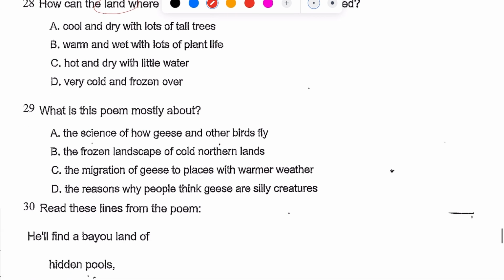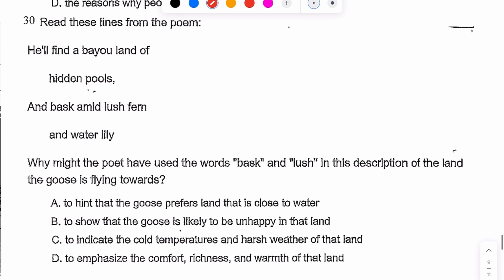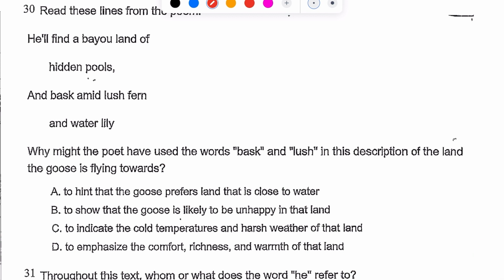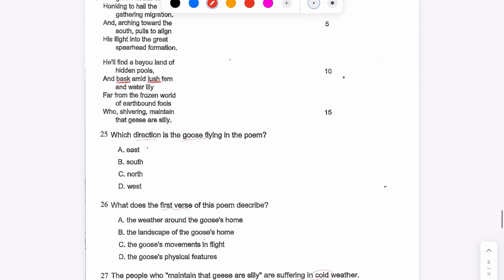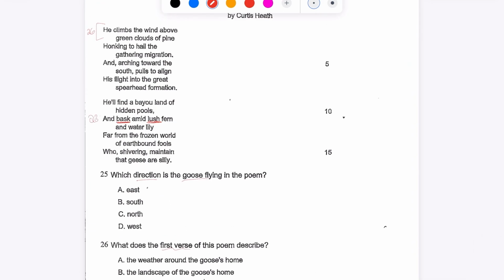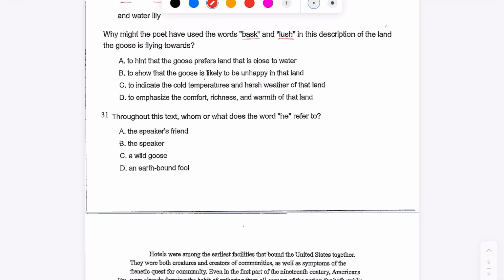And next for number 29, what is this poem about? So this is the main idea. And for number 30, you have to read the lines in the poem. And why might the poet have used the words basque and lush in the description of the land? So I want to look for basque and lush. So we can see that here in context. That's over here. And that's for question number 30. And finally, for number 31, throughout the text, whom or what does the word he refer to? So when I look for the word he.